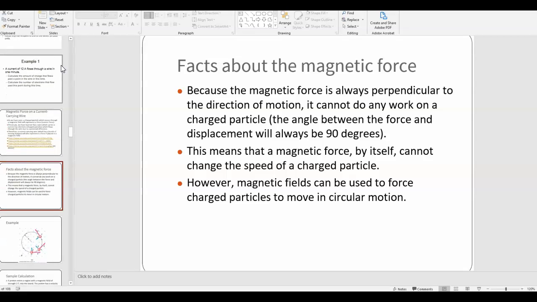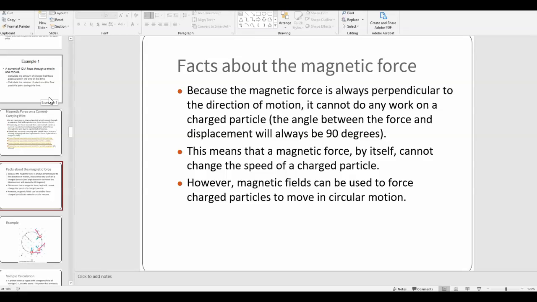Moving on in the notes, here are some facts that you should probably know about the magnetic force. Because the magnetic force is always perpendicular to the direction of motion, because that's one of the properties of the magnetic force, it cannot do any work on a charged particle. And the reason for that is, remember that work is force times displacement times cosine theta, at least for a constant force. But the direction of motion for a charged particle is always at a 90-degree angle to the force, and the cosine of 90 is 0. And so one of the interesting properties about the magnetic force is that it's not capable of doing work. Which is to say it's not capable of adding or removing energy from a charged particle.